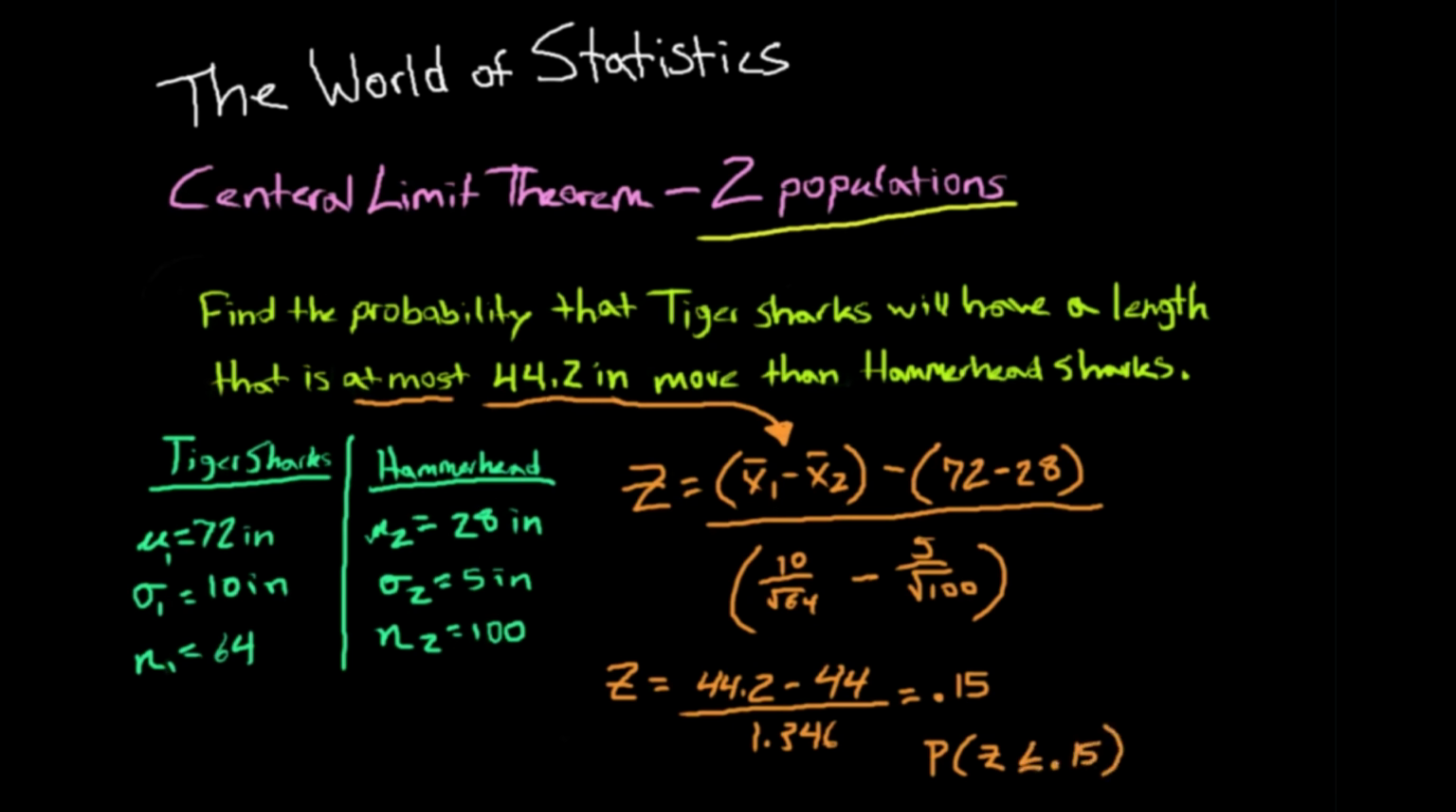Because at most, so we can't go over that, and since we converted it to a z-score, it has to be less than this or up to it. So the probability of 0.15. So let's jump over to our standard normal table to find the probability of 0.15.